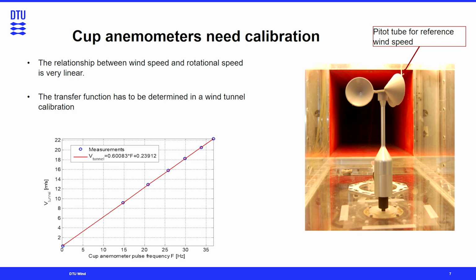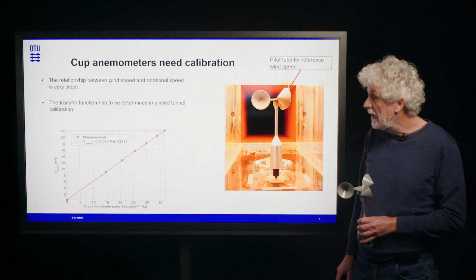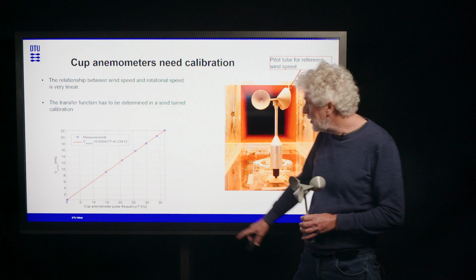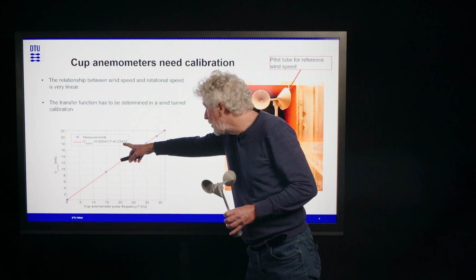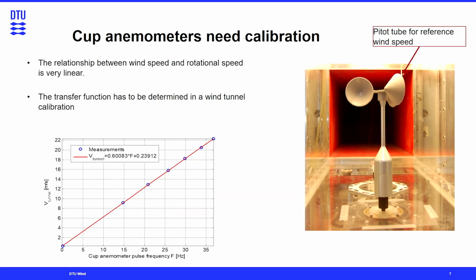Here you see a plot of the frequency measured from the signal coming out of the cup and the reference speed at the side. And you can see we do a simple linear regression, and we get a very linear fit. Here and here we have the transfer function. And notice that we also have an offset, and that corresponds to the small amount of wind that we actually need just to get the cup to start, to overcome the initial friction in the system. So that was the cup anemometer.